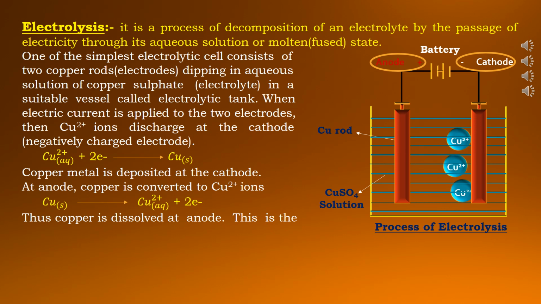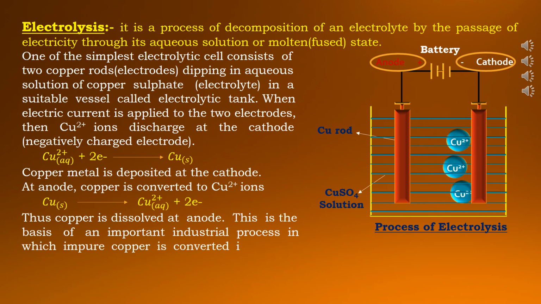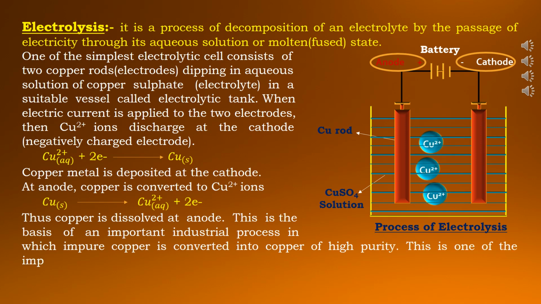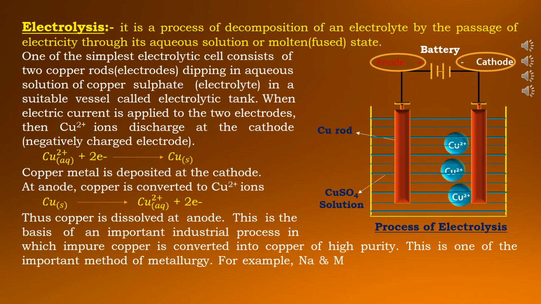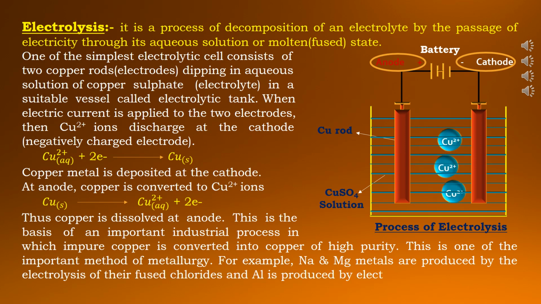This is the basis of an important industrial process in which impure copper is converted into copper of high purity. This is one of the important methods of metallurgy. For example, sodium and magnesium metals are produced by the electrolysis of their fused chlorides, and aluminium is produced by the electrolysis of aluminium oxide.